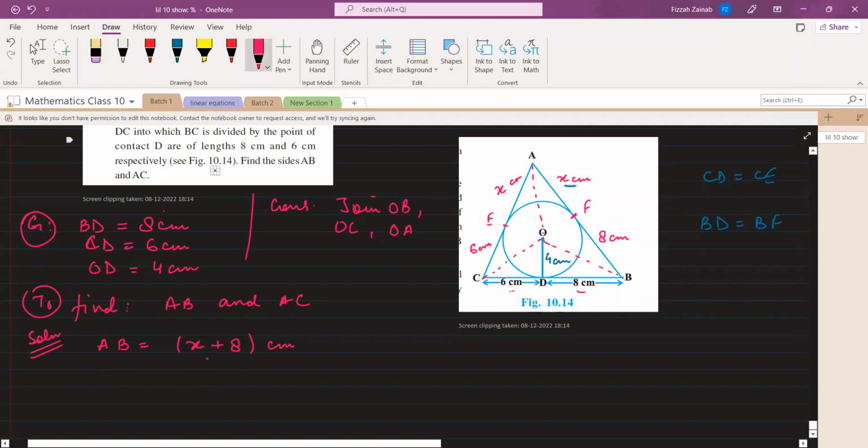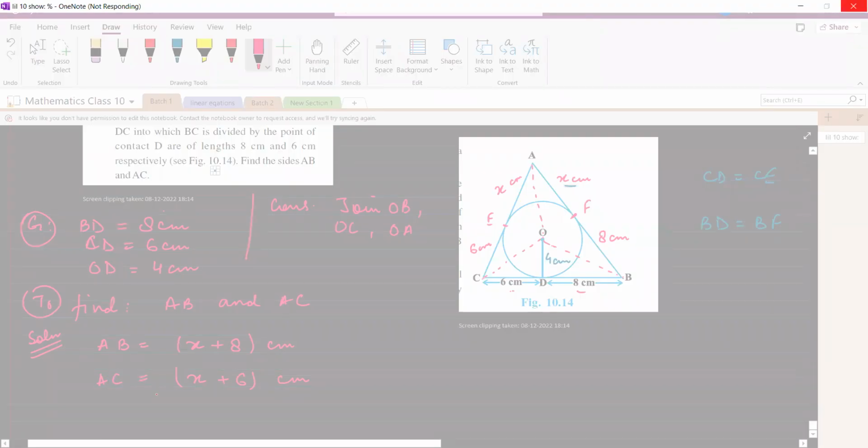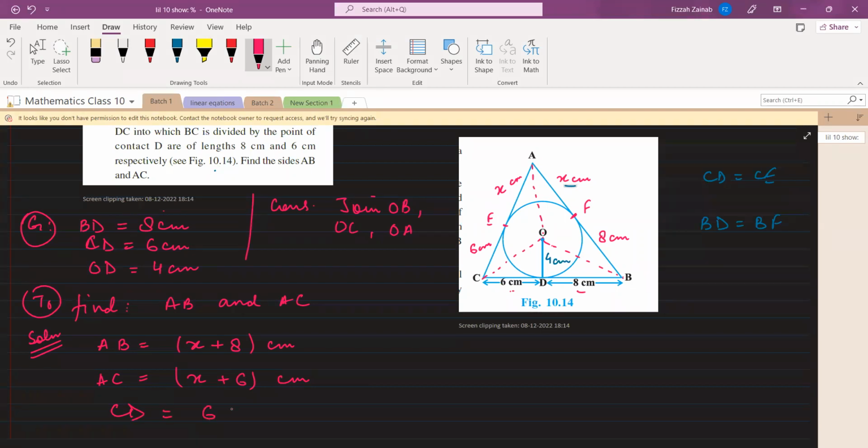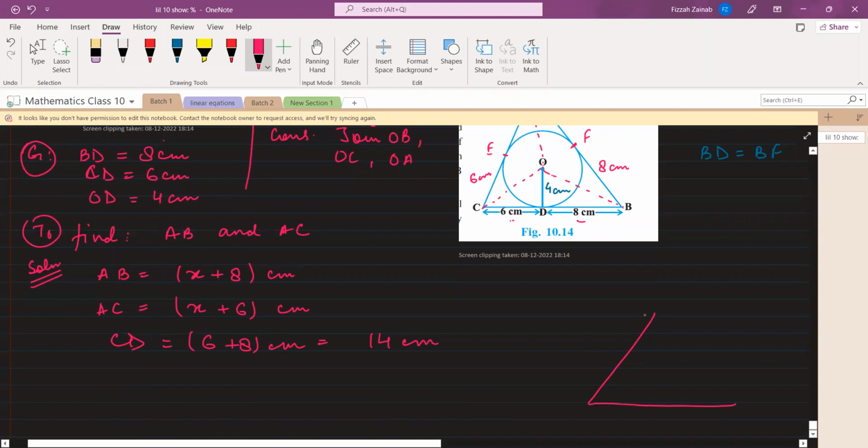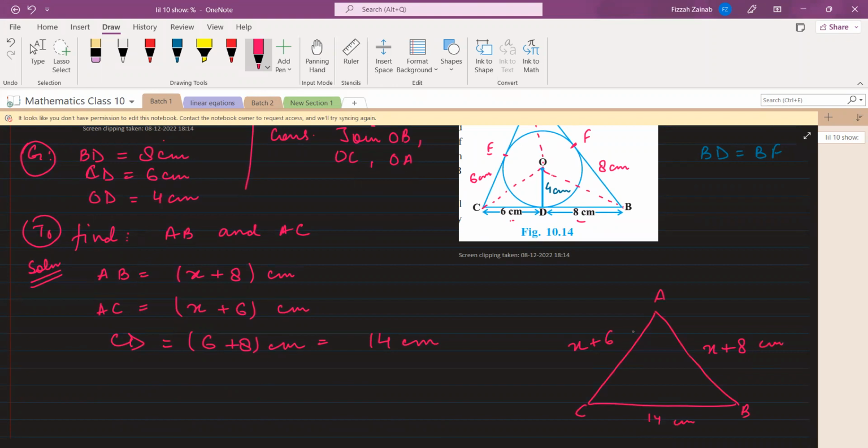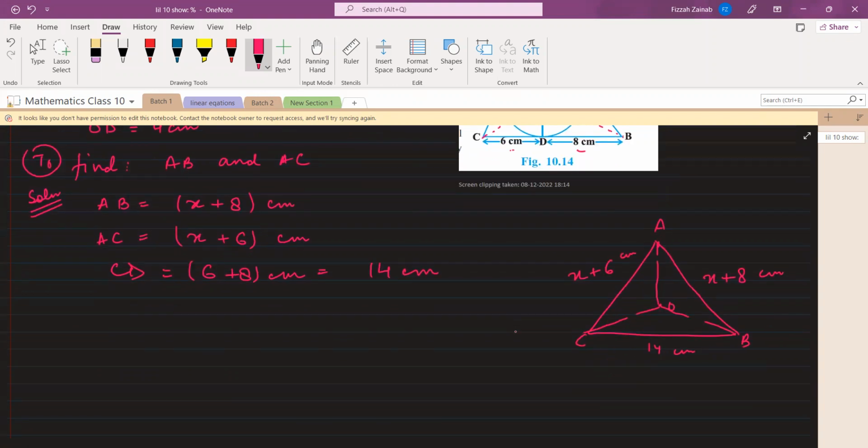Okay, so first side AB is now X plus 8 centimeter. Then AC side becomes X plus 6 centimeter, right? And the BC side becomes 6 plus 8 centimeter. Is that okay? So that means 14 centimeter. Is it clear now? Yes. So basically now you have a triangle ABC. This side is X plus 8, this side is X plus 6, and this side is 14. Everything is in centimeter. And then you have a center O, so it's like this. Now you have to find AB and AC.